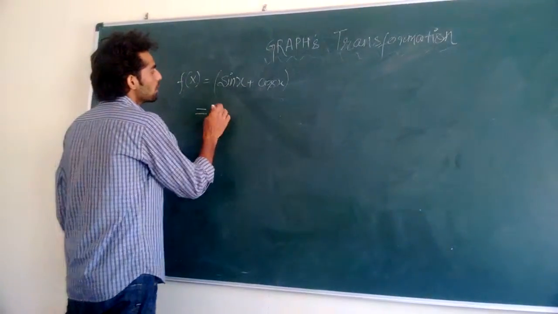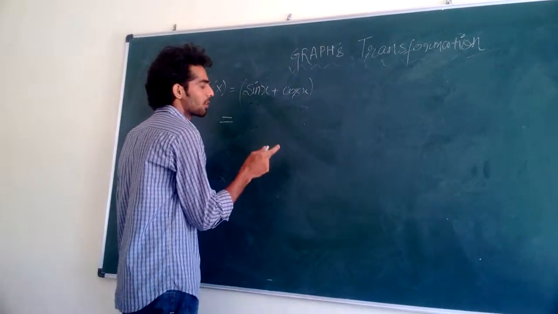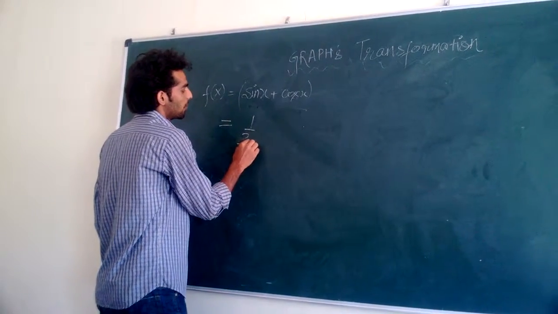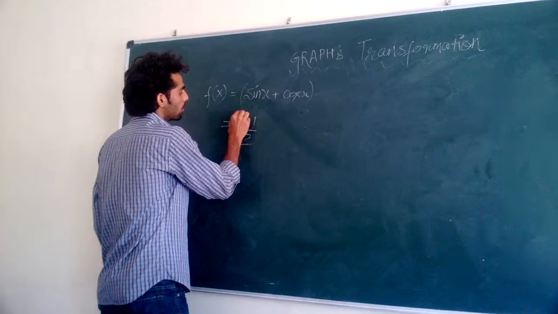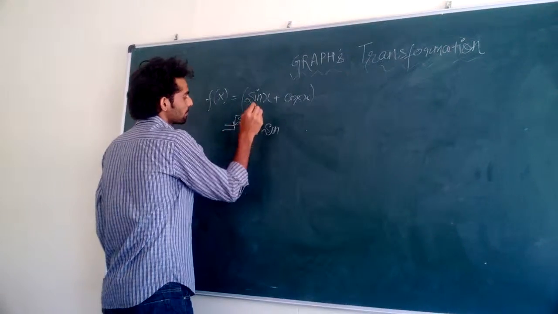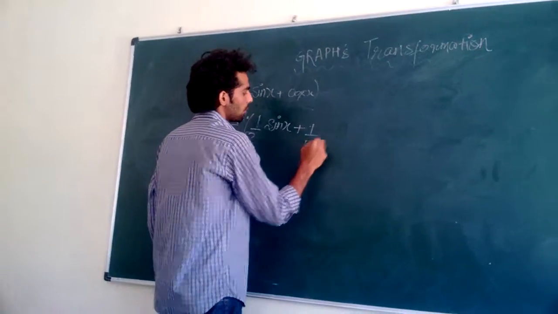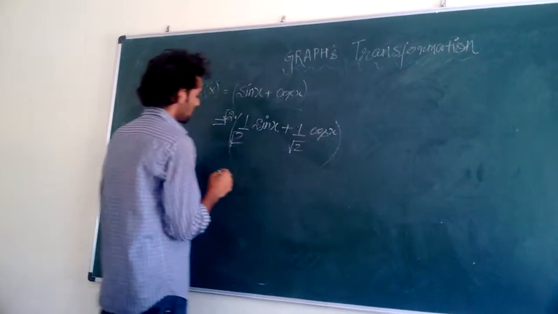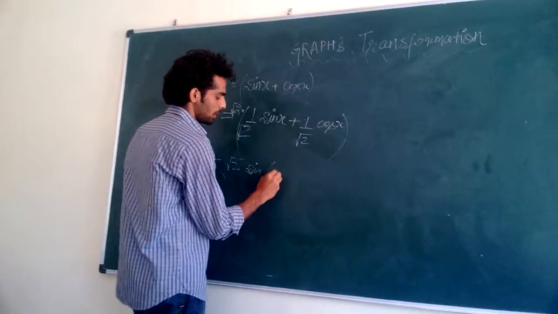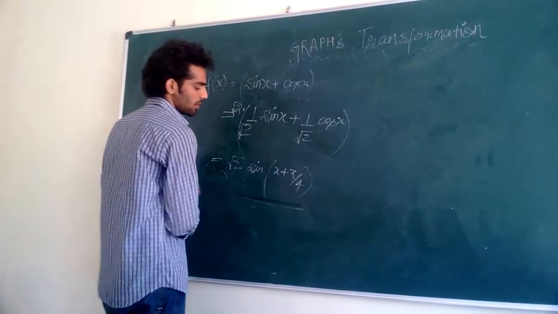For that, we have to transform this sin x plus cos x into either of sin x or cos x or whatever, tan x, cot x, secant x. So for that, we have to multiply it by 1 by root 2 and multiply it again by root 2, and write it as sin x plus 1 by root 2 times cos x. So this becomes root 2 times sin of (x plus pi by 4). So we can draw the graph of this function easily.